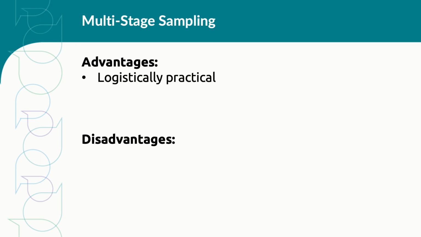Multi-stage sampling is useful because it can be more practical and more cost-effective than using simple random sampling. That is especially the case when we're sampling from a large population that is geographically dispersed and would require enumerators to travel long distances.